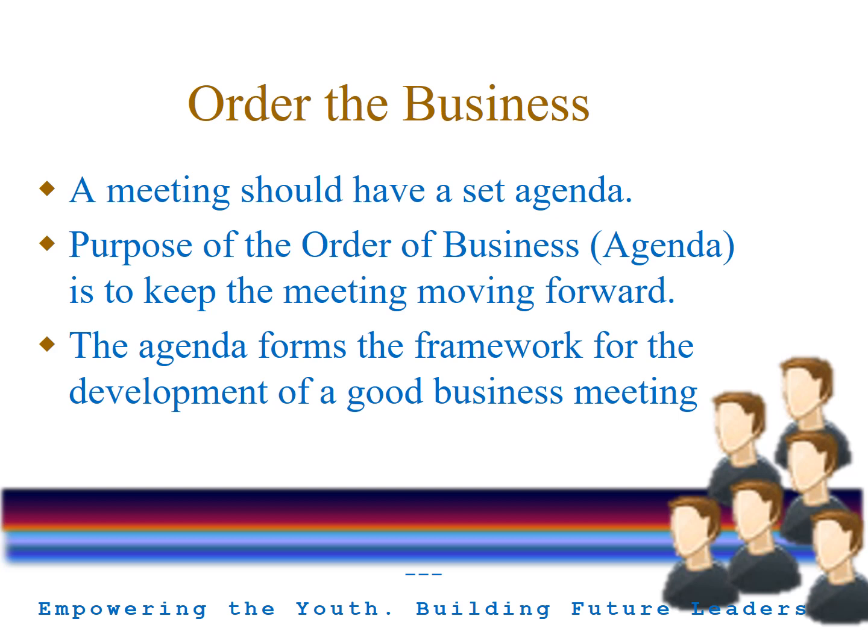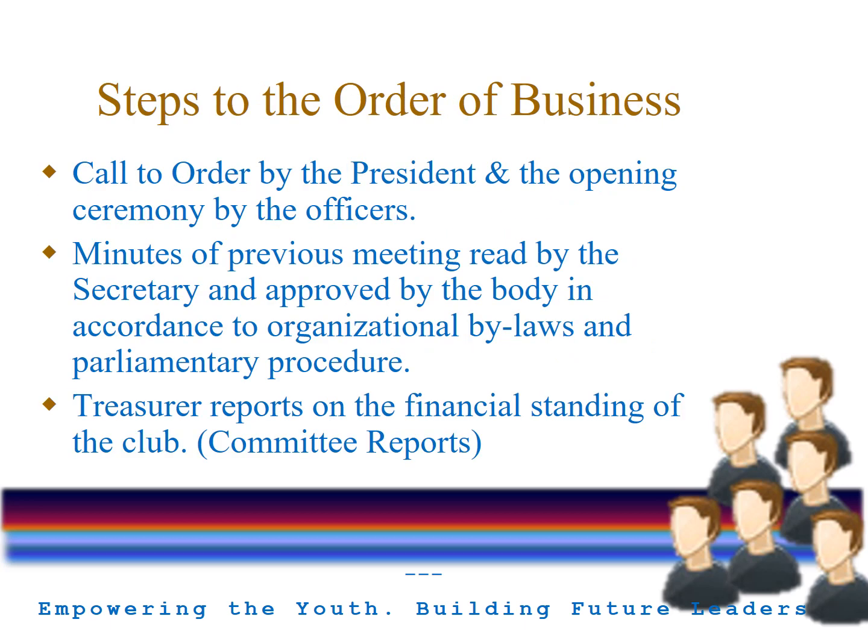Now, the order of business is part of the bylaws or the internal rules and regulations. For example, we have here the steps to the order of business. Number one, the call to order by the president and the opening ceremonies by the officers. Then the reading of the minutes of the previous meeting to be read by the secretary and to be approved by the body in accordance with organizational bylaws and parliamentary procedures.